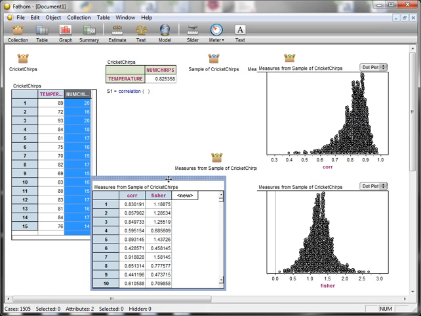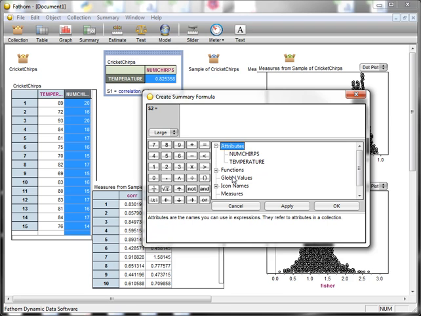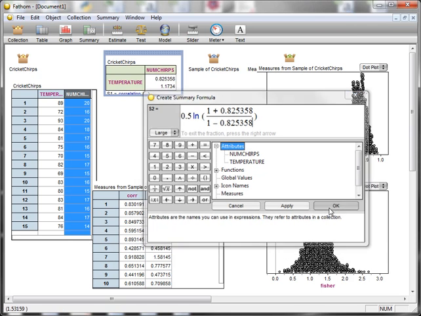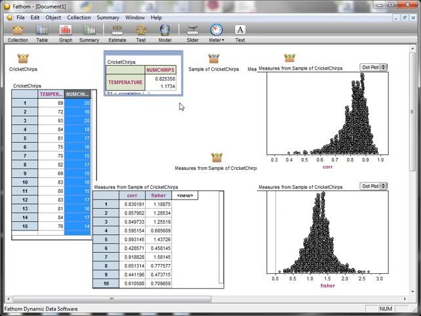What is the Fisher transformation of our original set of data? Well, if I right-click here and add a formula, it's going to be 0.5 times the logarithm of 1 plus this correlation of 0.825358, divided by 1 minus this quantity. So that is the measure as taken with respect to the original set of data. That is, the Fisher transform of the original correlation coefficient is 1.1734.